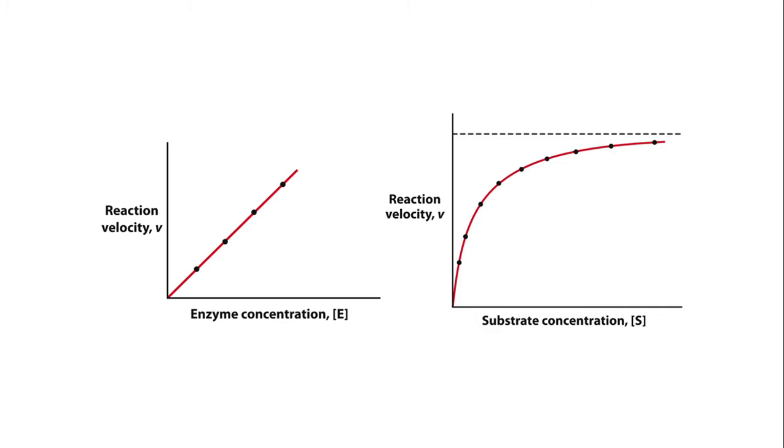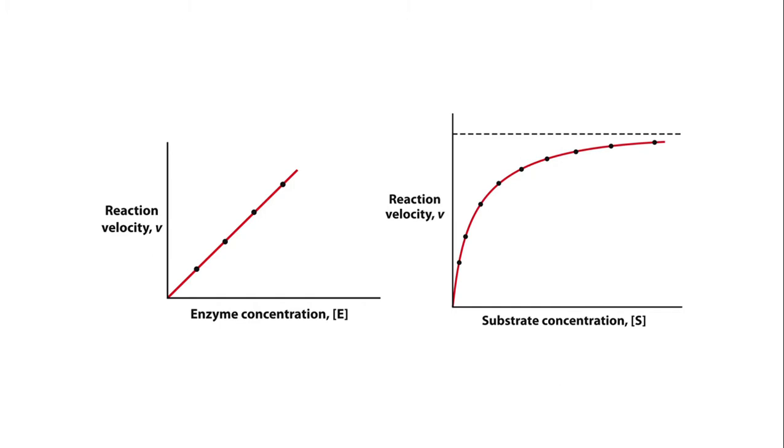So we're going to look at reaction velocity in two different ways. On the left, we have a graph that shows reaction velocity on the y-axis and enzyme concentration on the x-axis, and as this reflects, the more enzyme present, the faster the reaction, and they are directly proportional to one another.